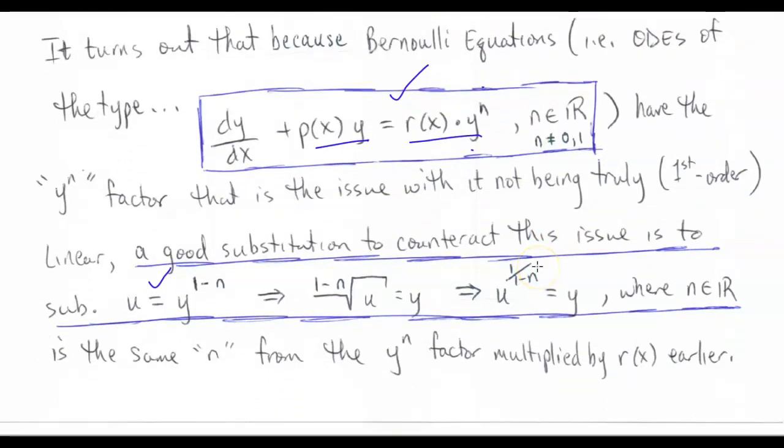So in short, if we recognize that we have a Bernoulli equation that looks like this, then we want to make the substitution of u equal to y raised to the 1 minus n. And this is just all the different forms that we could write this particular equation in.